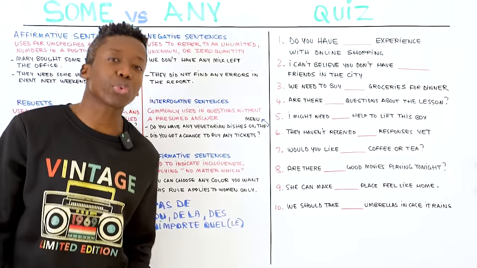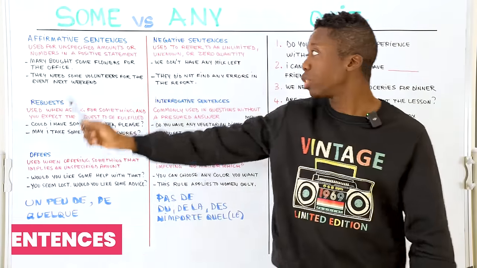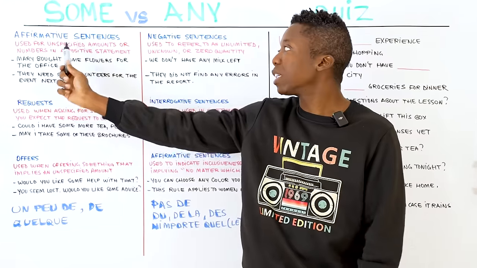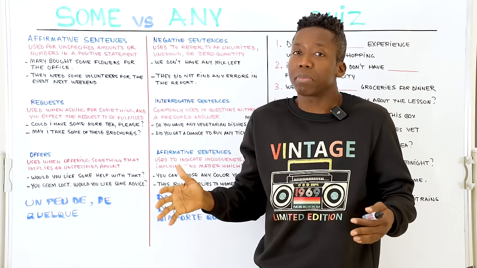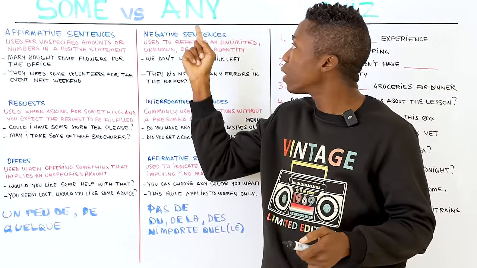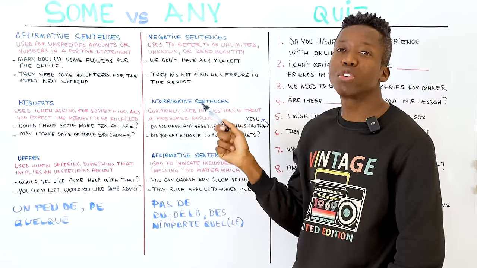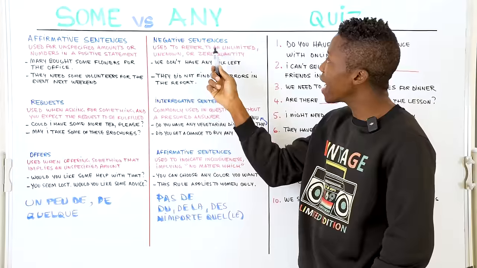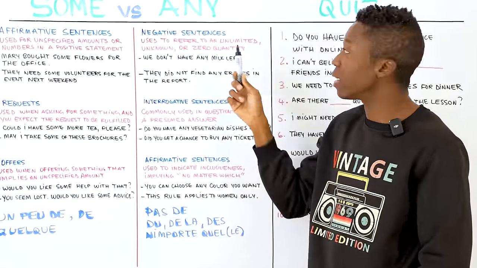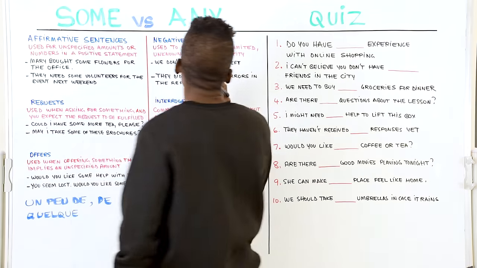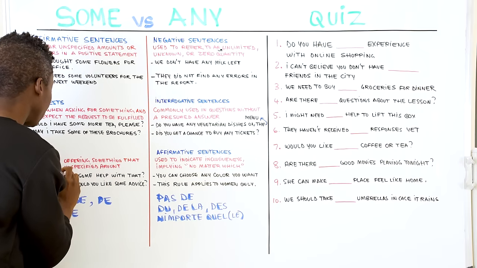Any. When do we use it? Also in three different situations. The first one in negative sentences. You see that we use some in affirmative or positive sentences or positive statements, right? Here, any is used in negative statements. One of the usages of any is in negative statements. So it's used in a negative statement to refer to an unlimited, an unspecified. Sachez prononcer ça, an unlimited, parce qu'il y a une liaison entre le N et le U, an unlimited, an unspecified.